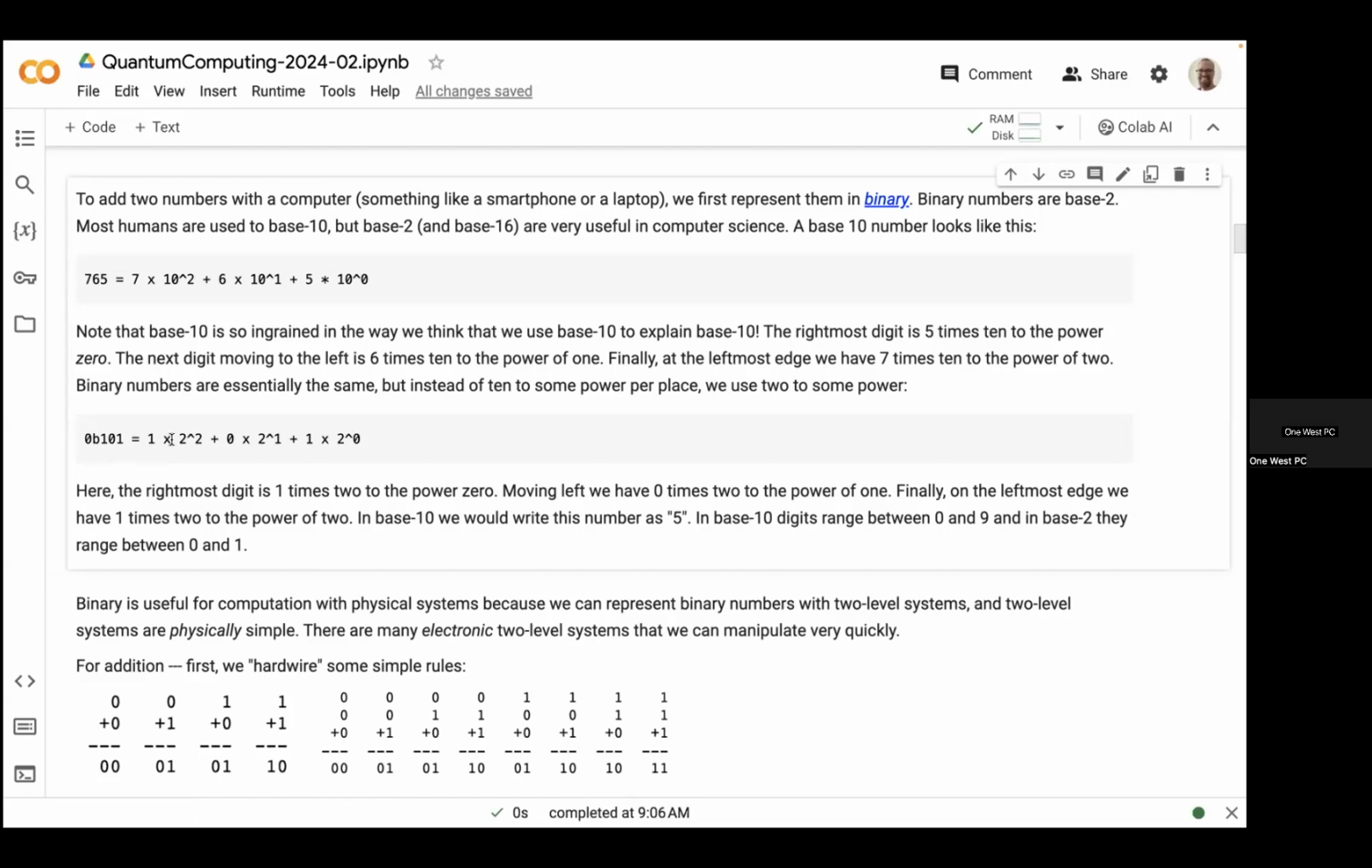But anyway, we say that this is 1 times 2 squared plus 0 times 2 to the first plus 1 times 2 to the 0. So adding up powers of 2, this gives you 5, right? Because this is 4 plus 0 twos plus 1 one, which is 5. So that's how you encode a number in binary.